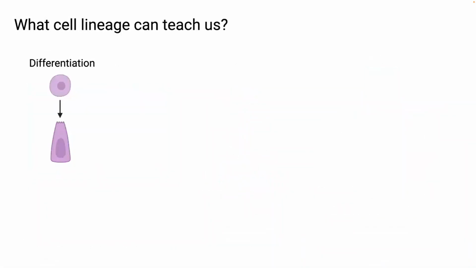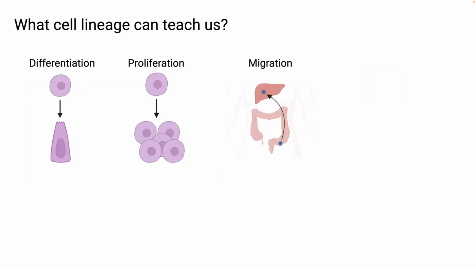So what can we learn from lineages? The first thing we can learn is how cells differentiate, especially a stem cell. And the second thing is we can study how individual cells proliferate. Also, how cells can migrate from one tissue to another tissue. And lastly, the memory of cells.